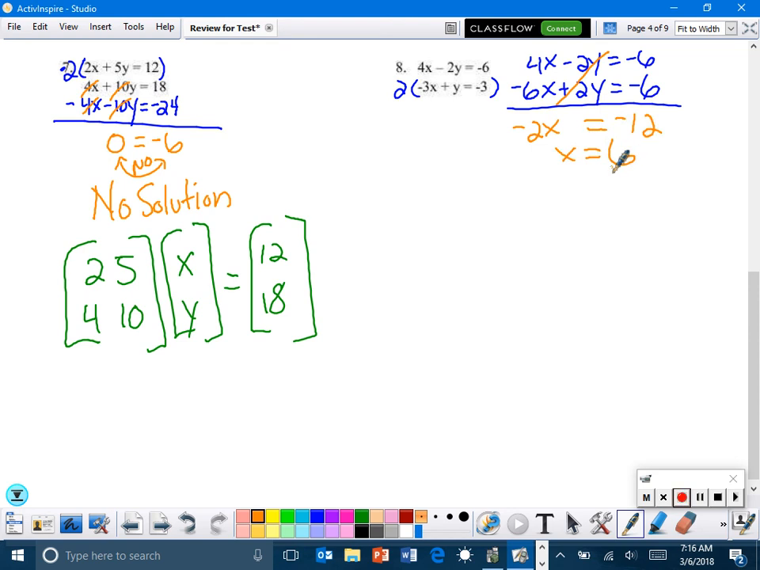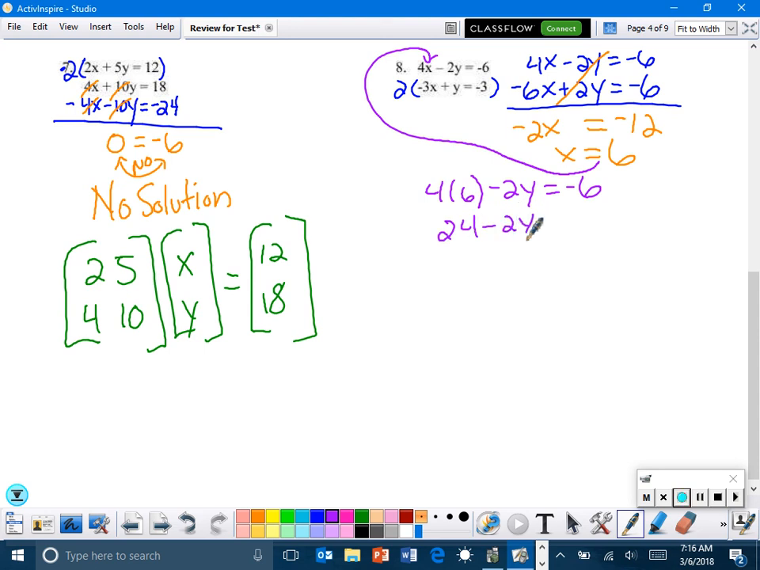All right, I'm going to plug that in. I'm going to take this 6 and I'm going to go to the top one. So 4 times 6 minus 2y equals negative 6. 24 minus 2y equals negative 6. Subtract 24. Divide by negative 2, and we get 15. All right. So the solution is 6, 15.